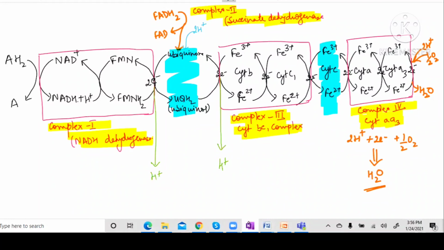So come back to this slide again. Four protons are accumulated here, four protons are accumulated here, and complex 4 also accumulates two protons and removes two protons. This is how the proton gradient is created, and it is then broken down by allowing protons through the F0 F1 particle. Is it clear?